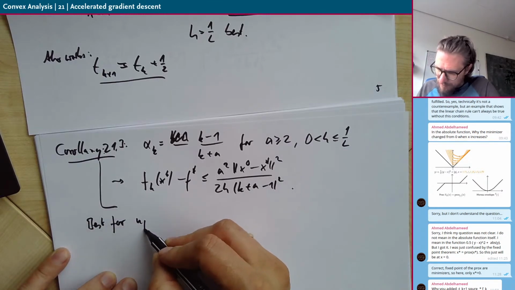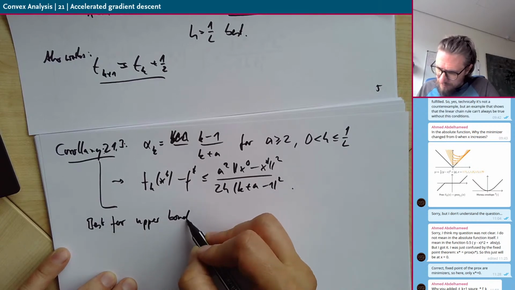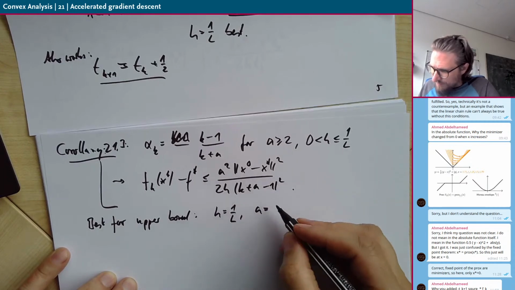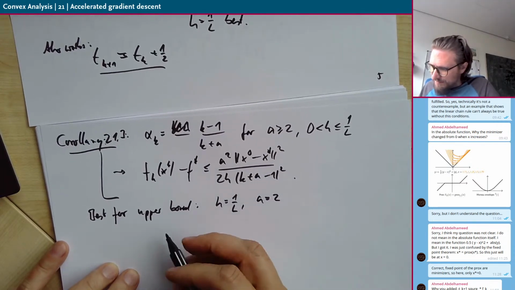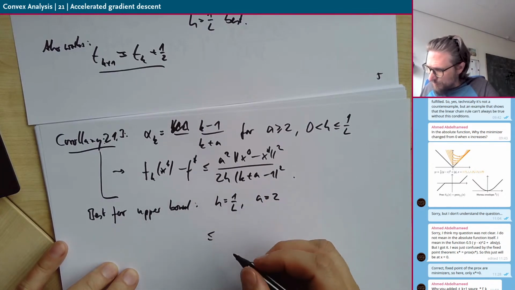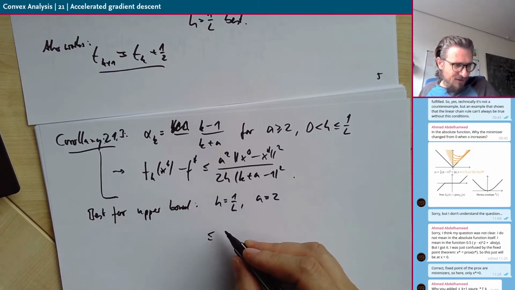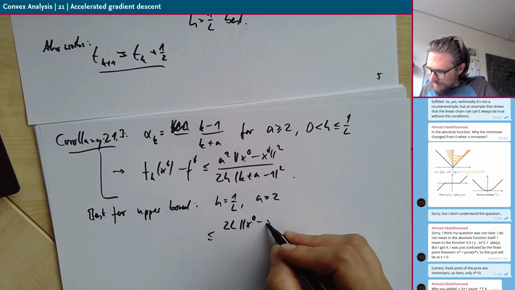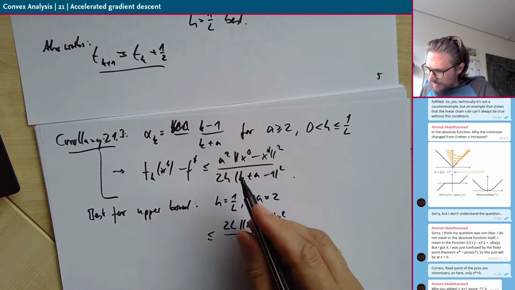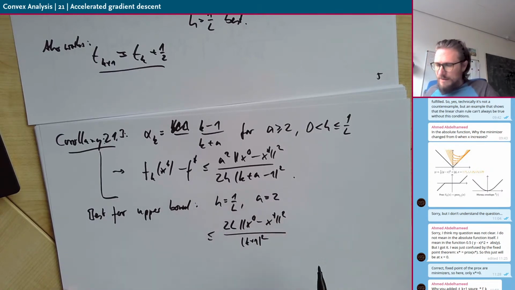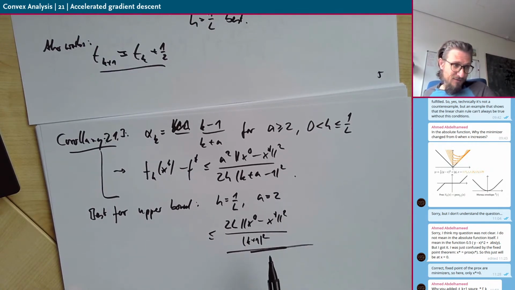So best for the upper bound is h equal to 1 over L, and a the smallest possible, which is 2. And then this specializes to the upper bound. This is 2, this is 2 squared is 4, divided by 2 gives 2. Let me check that I arrive at the right thing, right? Then you get 2L x0 minus x star squared divided by, this will be k plus 1 squared. So that's what we get as an upper bound for the decay, and it really decays like 1 over k squared.